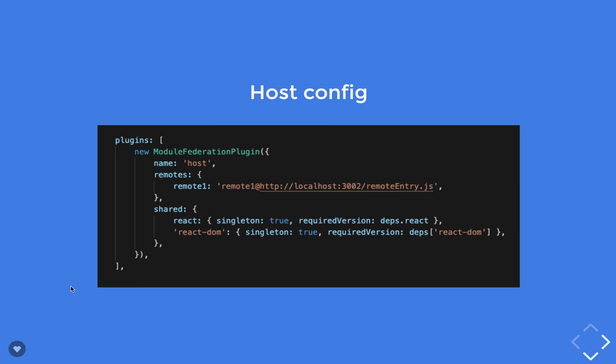Now, this exposed module has to be consumed by the host, and this is how you consume it. In the Webpack config of the host, we need to include the module federation plugin. Just name the namespace for your host, and then you have to define remotes. Like, this is the remote namespace, remote one, and it is available at this address. And again, the shared component: these resources are available for sharing.